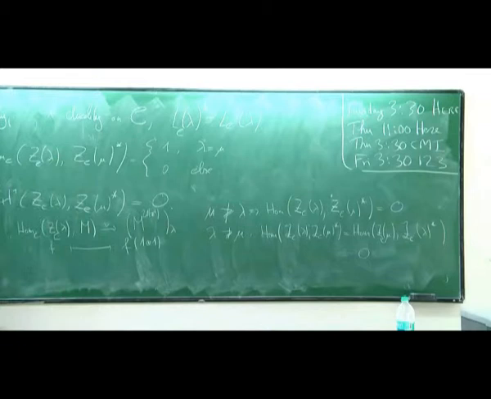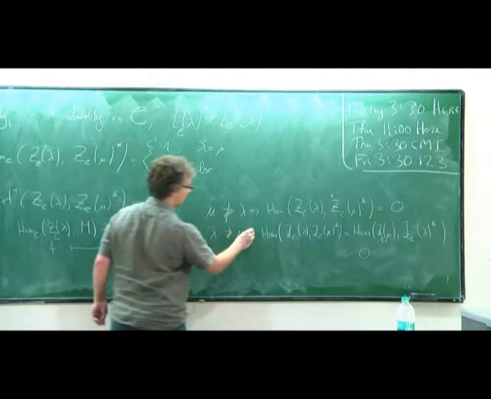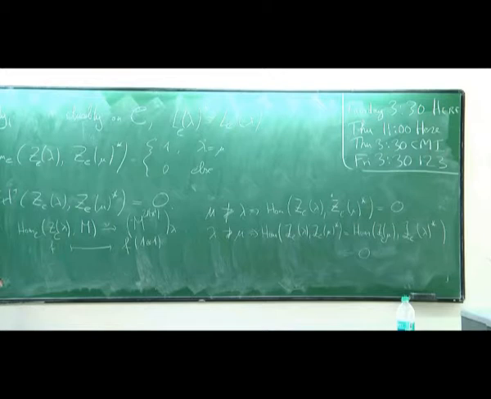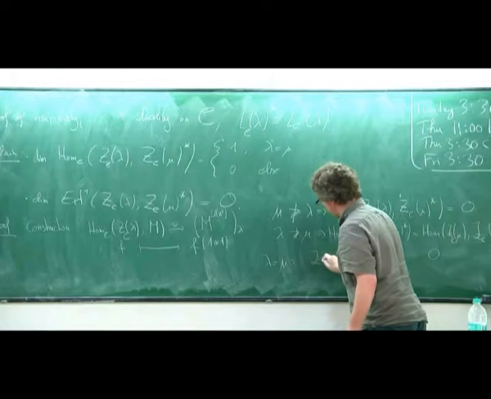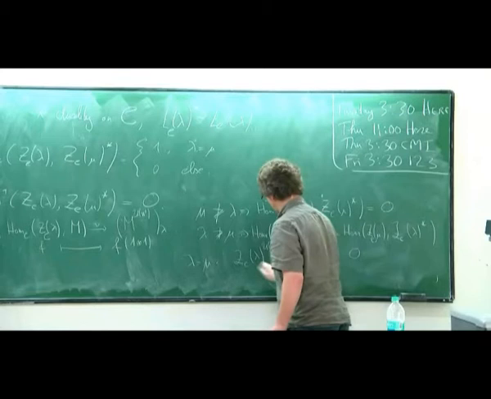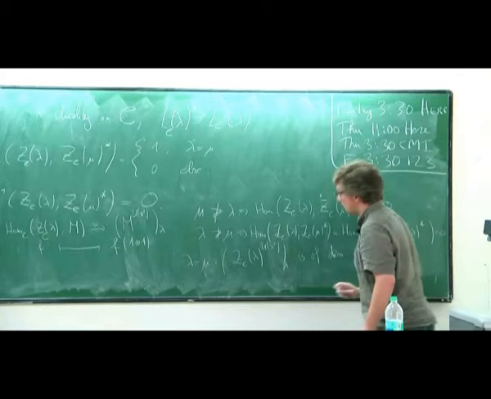And so it's non-zero only if, I'm a little confused, so it's only non-zero if mu is bigger or equal to lambda and lambda is bigger or equal to mu. So lambda is mu. Then the U_N-plus invariants in the weight space lambda is one dimensional. That follows from the character that we had before.